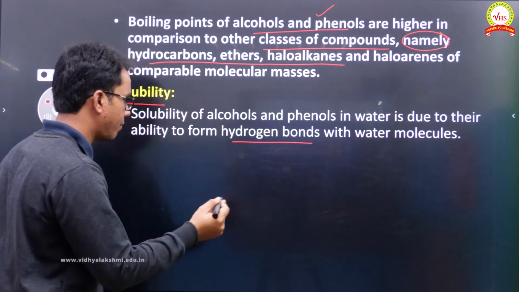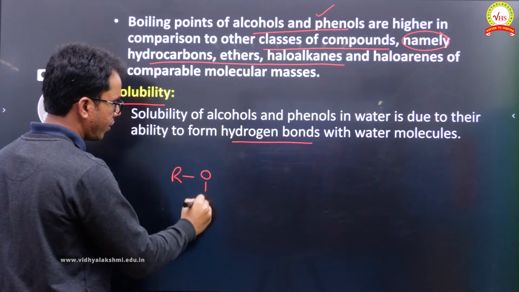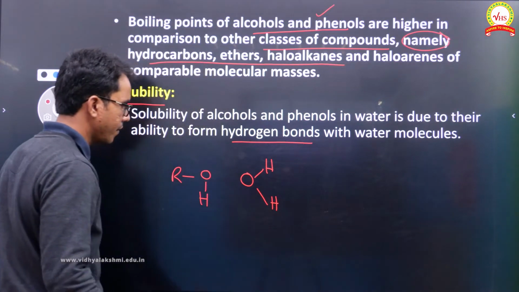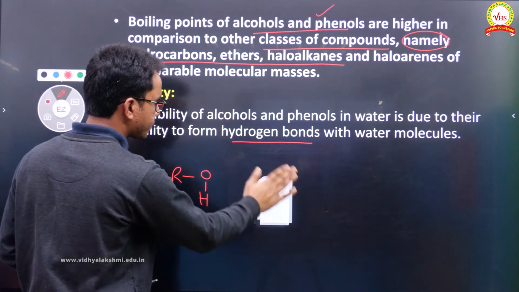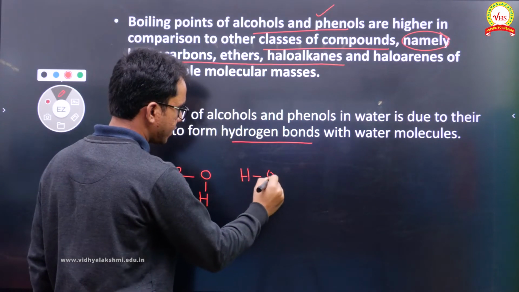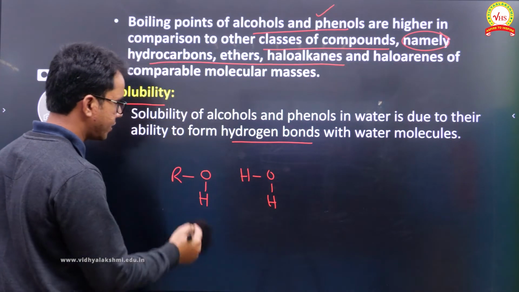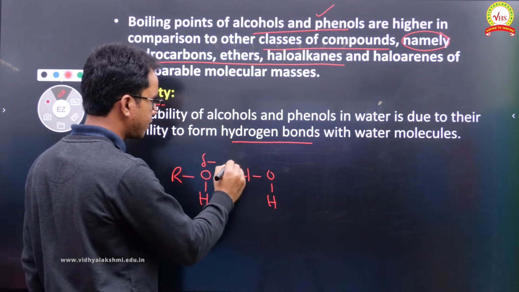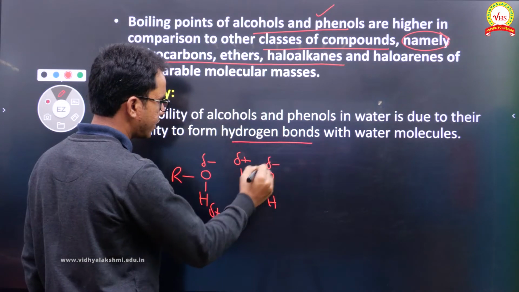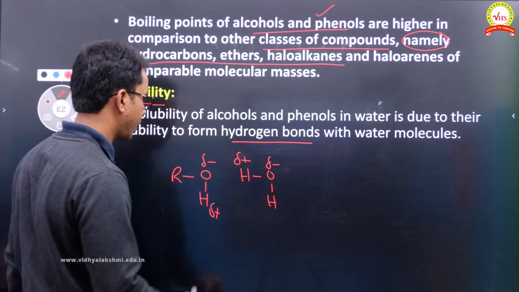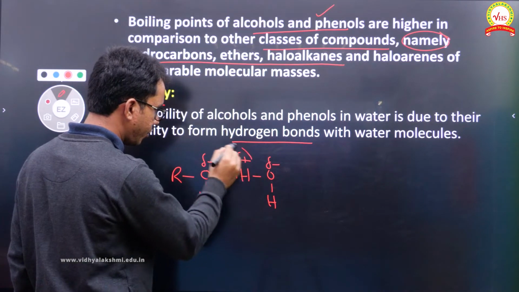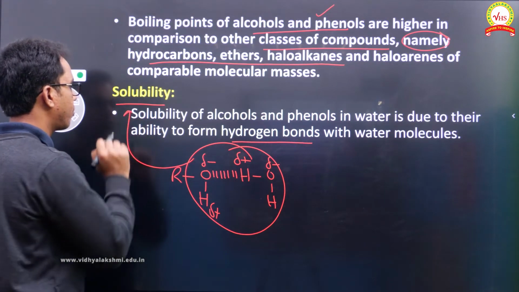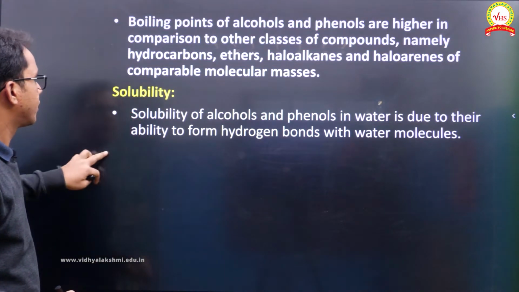For example, let us take one molecule of alcohol, that is ROH, and one molecule of water. Let me take it in a different way: hydrogen, oxygen and hydrogen. Due to electronegativity differences, oxygen gets a partial negative charge and hydrogen gets a partial positive charge. Here also hydrogen gets a partial positive charge and oxygen gets a partial negative charge. Due to intermolecular hydrogen bonding between alcohols and water, they are more soluble in water. We have to remember this particular point.